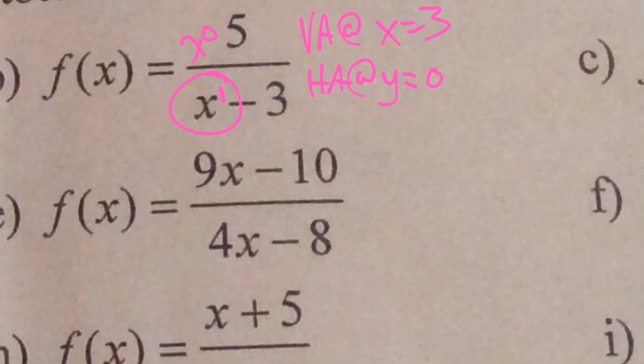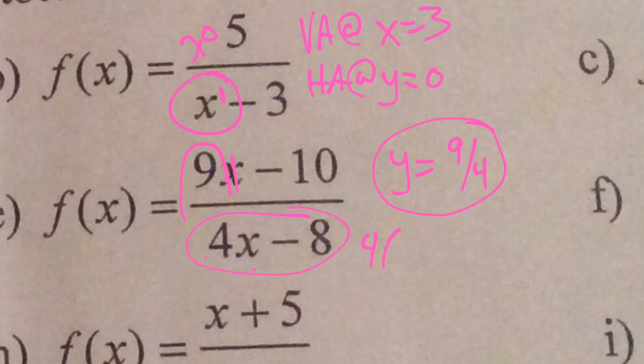So E. In the numerator, I have a degree of 1. In the denominator, I have a degree of 1. So that tells me, since the degrees are the same, all I need to do is look at my coefficients, which is 9 over 4. So y equals 9 fourths will be my horizontal asymptote. For my vertical asymptote, look at the factor in the bottom. 4x minus 8 factors as 4 times x minus 2, which means x equals 2 will be my vertical asymptote.